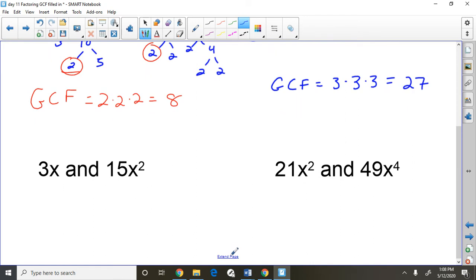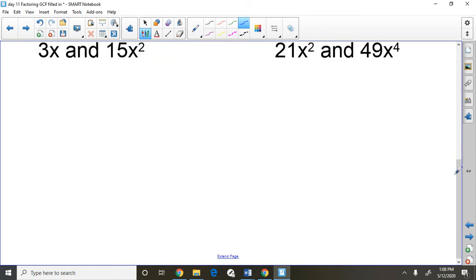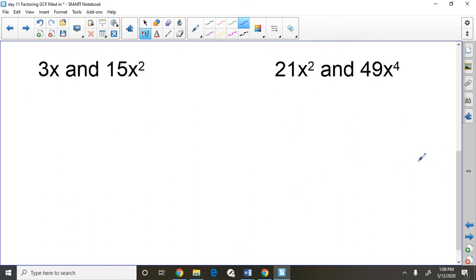Let's look at some examples with variables. Here I have 3x and 15x squared. When I do this, I'm going to look at the numbers first. I have 3 and 15. Now, if one of the numbers divides into the other number, that will be the GCF. 15 is 3 times 5. So the 3 is the common number. The biggest number that both 3 and 15 are divisible by is 3.